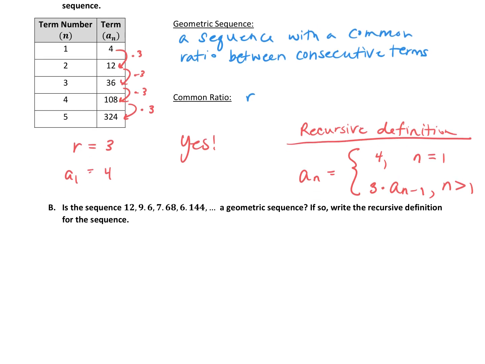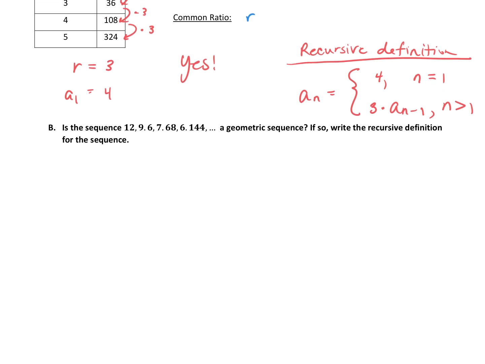Okay, part B. Is this sequence a geometric sequence? If so, write the recursive definition for the sequence. So this one's not as obvious as the last one. Our first term is 12. Our second term is 9.6. Then it's 7.68. Then it's a 6.144. So that's not something I'm doing in my head. I don't know 12 times what gets me to 9.6, or 9.6 times what gets me to 7.68.